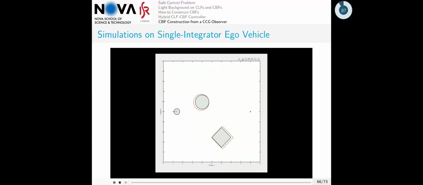And so this is the final part. So this is what you would get. So now we have guaranteed safety. We also have asymptotic stability, because we were using the hybrid controller, and these white shapes around it, that's the estimate that we are considering. So that's what comes out of the observer.